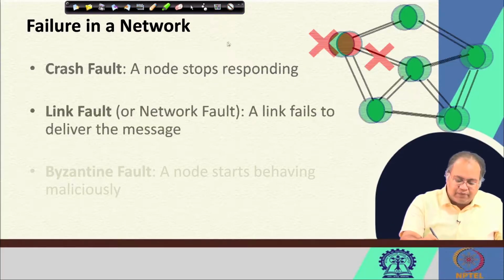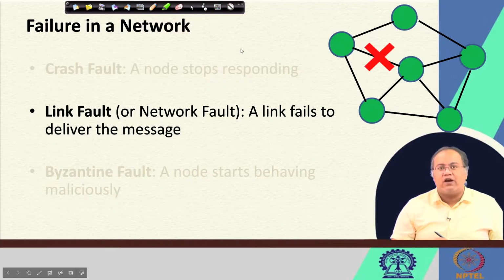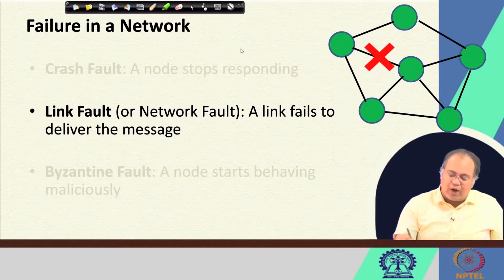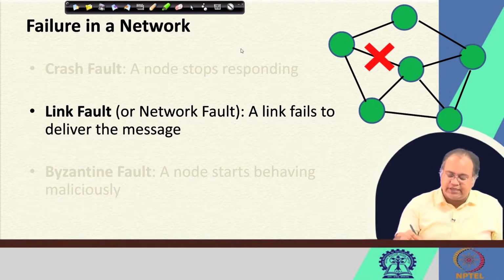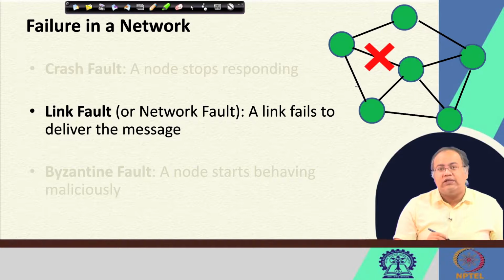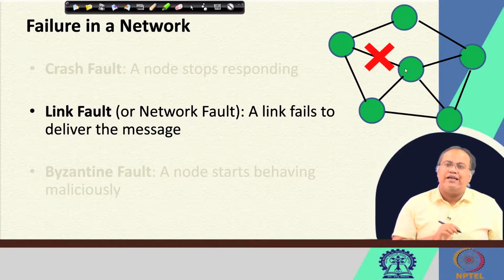The second type of fault that we have is the link fault or the network fault. That means one link has stopped responding and that link fails to deliver the message. In this case, although this node is able to send the message to the other two nodes, those links are active, but the third link is down, because of which it has not been able to send the message. This crash fault and link fault are still much easier to handle, as we will see later on.